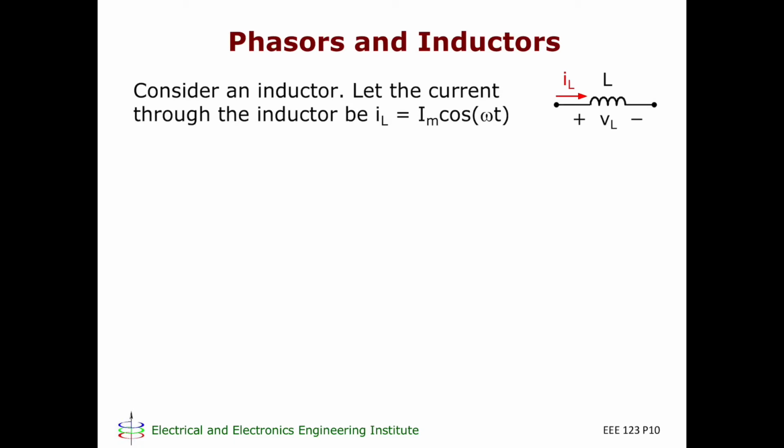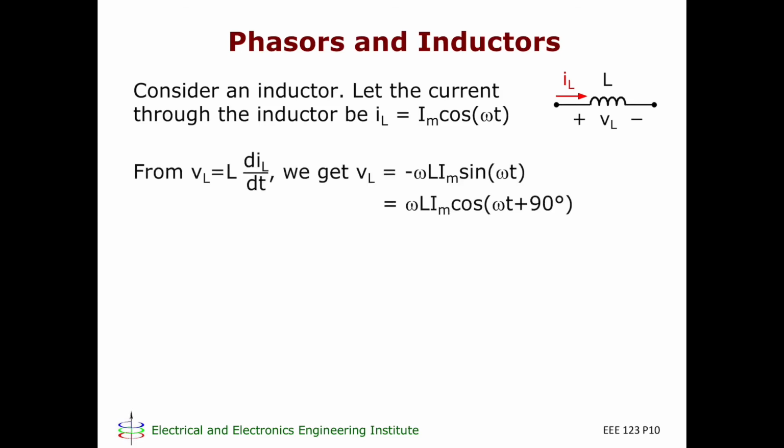Let's take a look now at inductors. So this is my inductor with my voltage across it, V sub L, and my current through it, I sub L, where again, I sub L is a sinusoid with phase angle equal to 0. From V sub L equal to L dI sub L dt, we get V sub L is equal to minus omega L I sub m sine omega t, because the derivative of cosine is equal to negative sine.